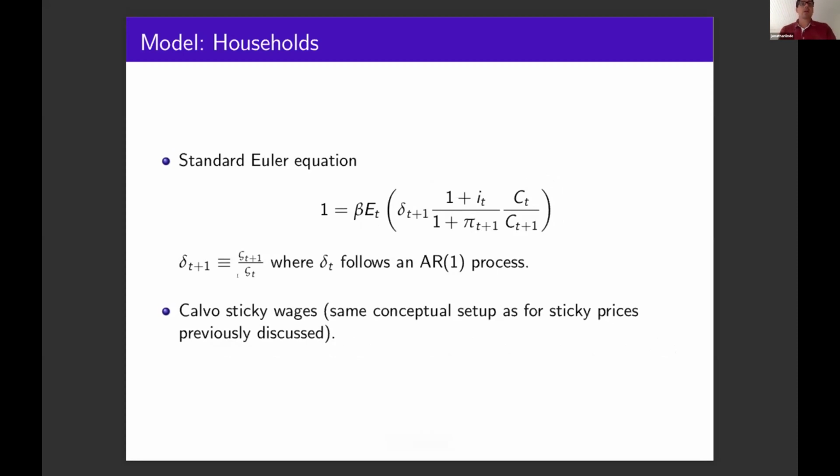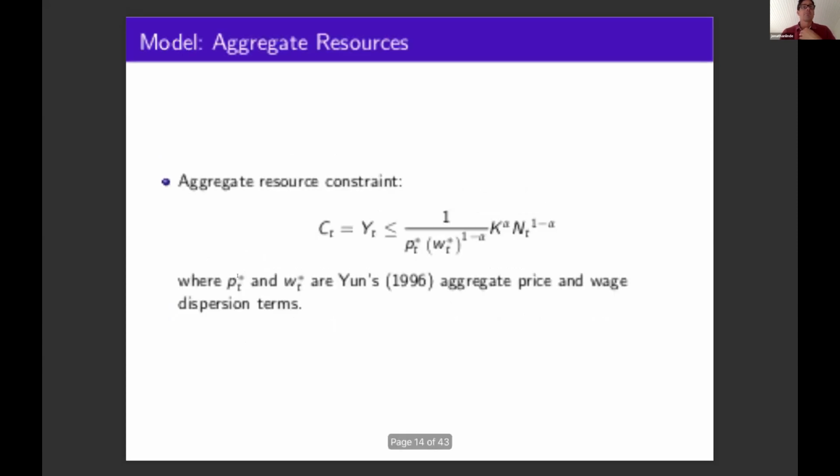All right, so there's going to be a standard Euler equation coming out of this, where the only non-standard feature is this delta_t, the exogenous shock we're going to consider here. That's the ratio of the discount factor shock in the next period over today's period. And as I said, the Calvo price sticking is the same conceptual setup as the sticky prices discussed previously.